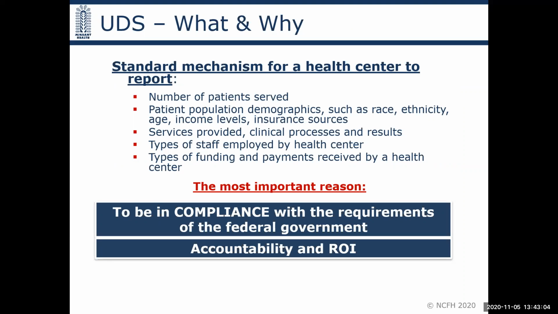So the things that are reported in the UDS are number of patients served, the types of services provided, clinical processes and results, types of staff employed by the health center, types of funding and payments received by a health center. And all of this information is vital to understanding a health center's impact in expanding access, improving quality, and then of course, reducing the costs of healthcare. But the most important reason that we report is of course to be in compliance with the requirements of the federal government. If we receive federal funding, we want to make sure that we're being accountable for those funds and show a return on investment for that funding.